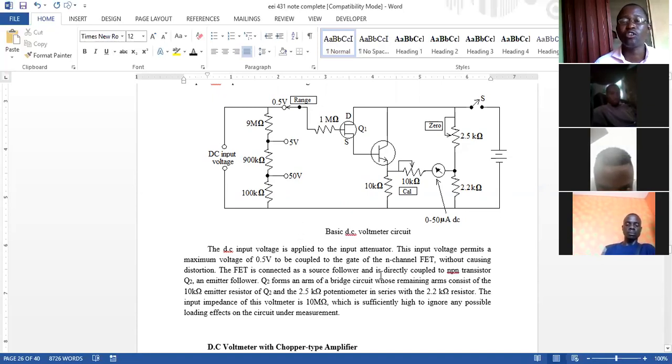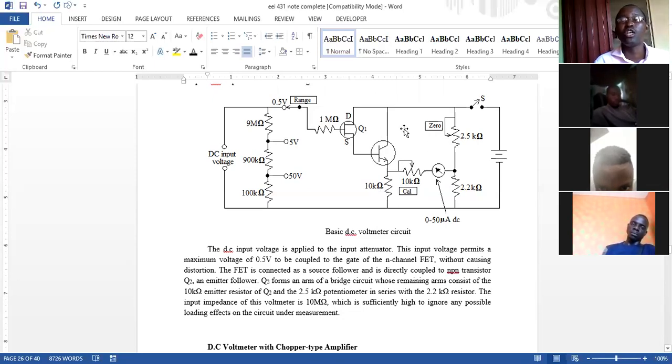And then it is directly coupled to an NPN transistor Q2, which is an emitter follower. So transistor Q2 forms part of a bridge circuit, which now has the meter as part of it. There is a bridge circuit formed. If you take note, we have two resistors here, 2.5 kilo ohm, another one 2.2 kilo ohm, then 10 kilo ohm, and the emitter of the transistor here, you can see that it actually forms the bridge.